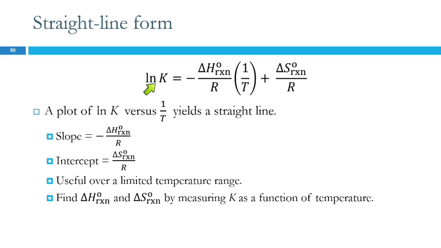So here we could calculate K based on T, or we could measure K at different T's. And then we could find out what delta H and delta S are, because those are the ones that are hard to figure out. Technically, this is limited to a temperature range. So you don't want to go too crazy on the temperature.